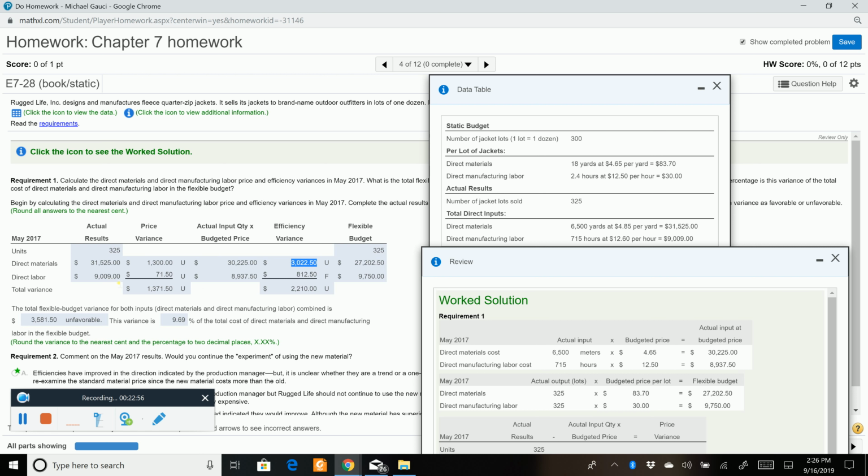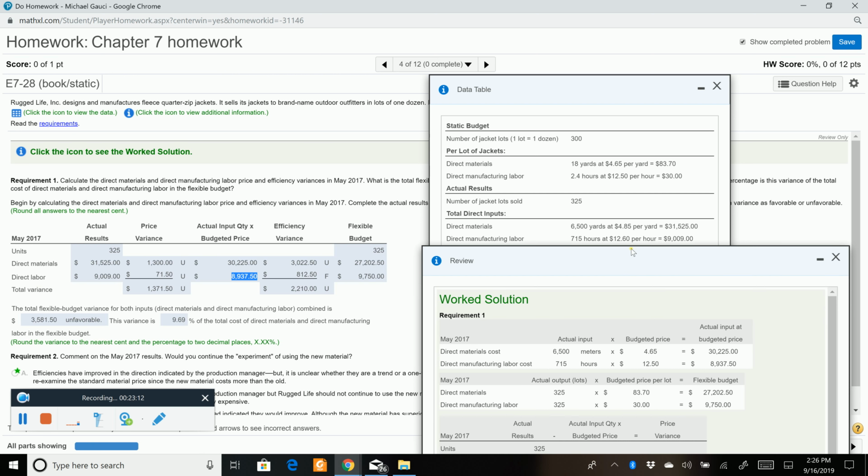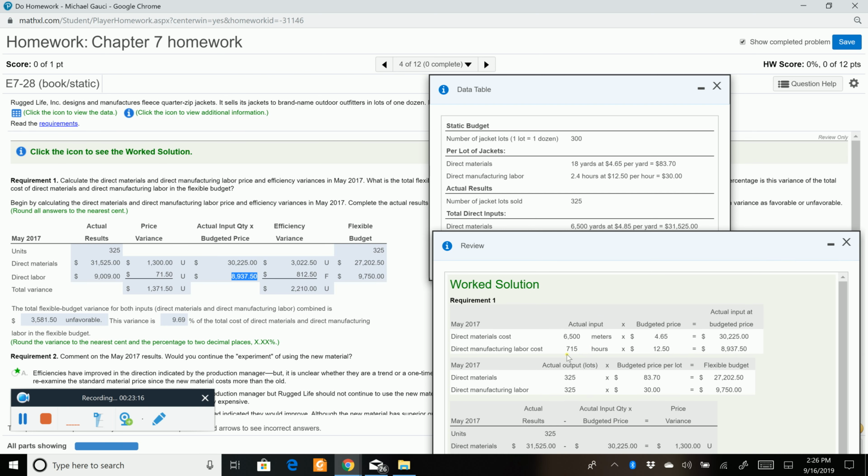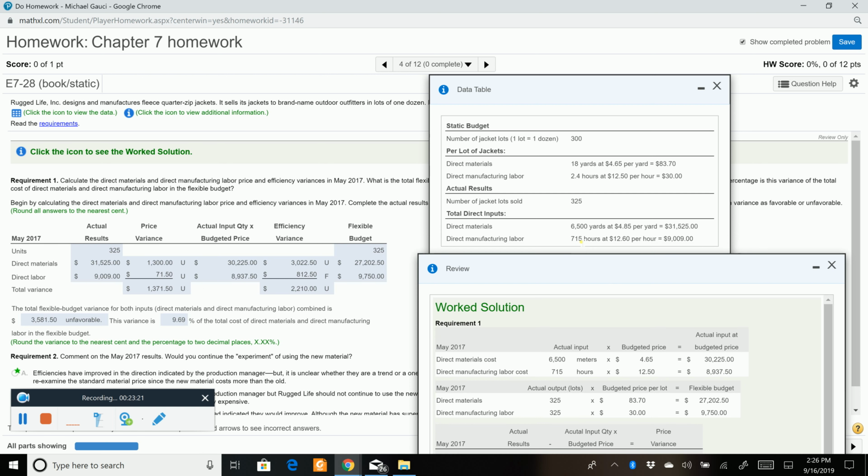We do the same thing with labor. So let's take a look. How did we get the $8,937.50? We're going to grab our actual hours from the actual results. We said the actual hours were 715 hours. That should be here. Here it is. The actual hours were 715. And the budget price was $12.50.